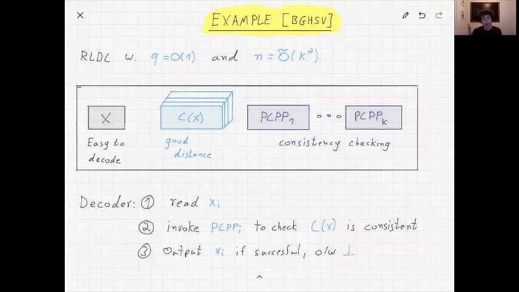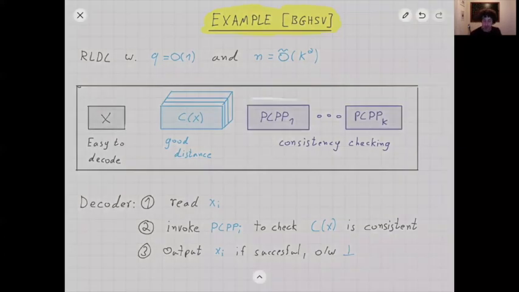However, it might be the case that I have a completely corrupted X and an encoding C of a completely different Y, and so this means nothing. So instead, what we have is a PCP of proximity oracle for each one of the bits of the message. And what will this PCP tell us? The PCP will tell us that the code word is consistent with a message that decodes to a certain bit.